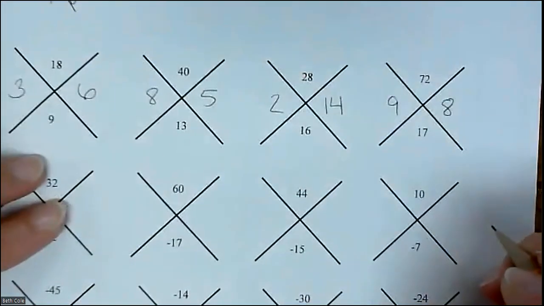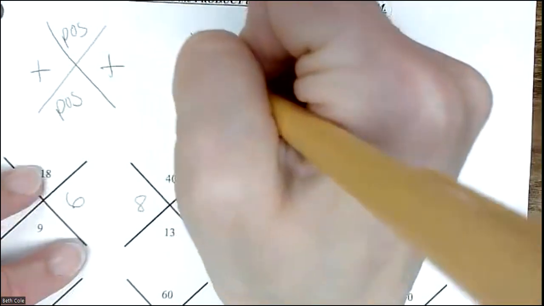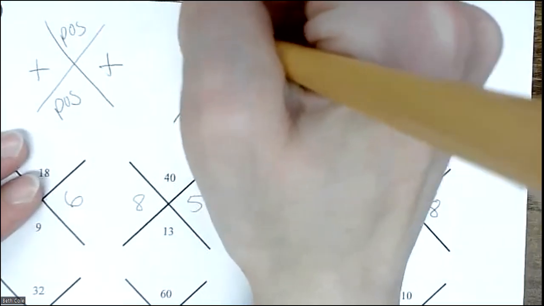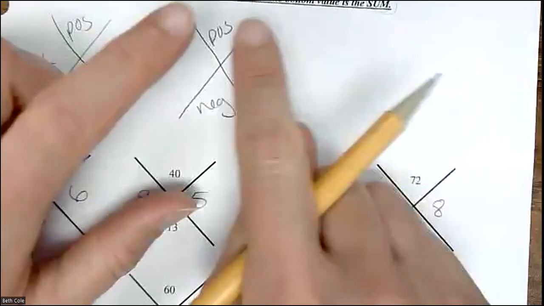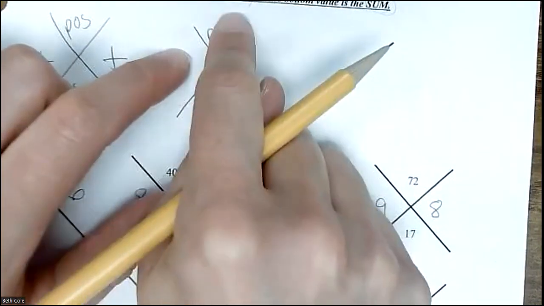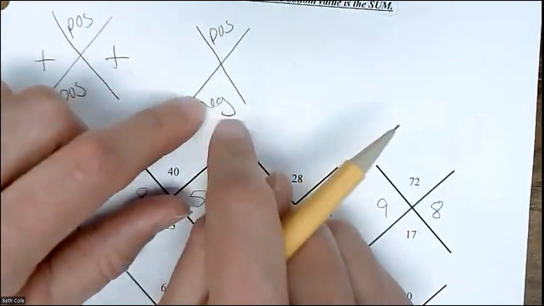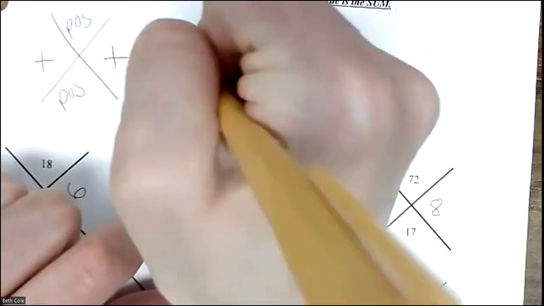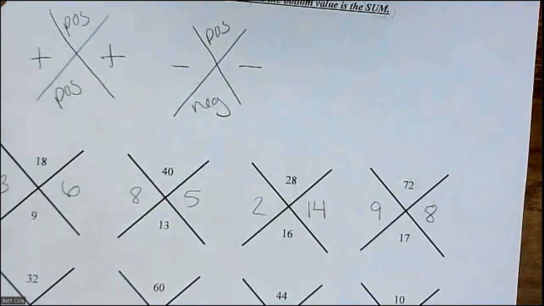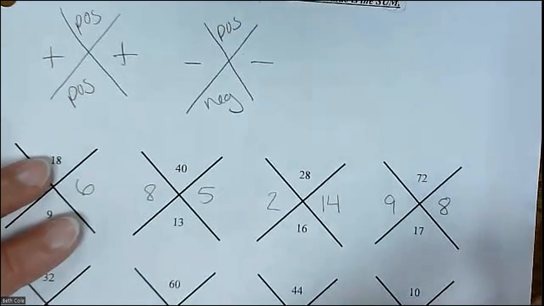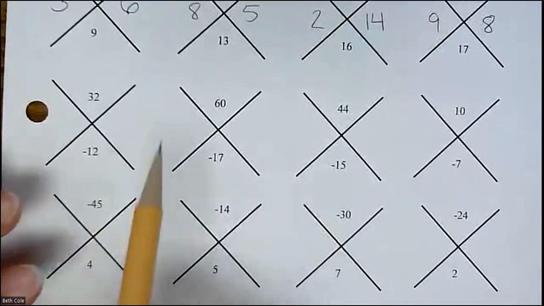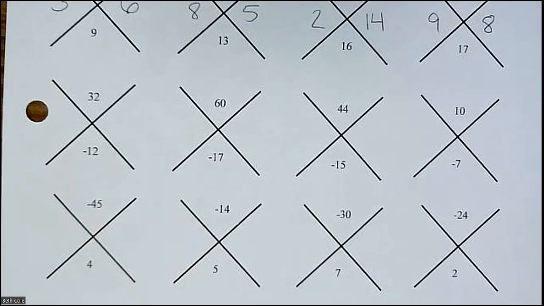Now it's easy when they're all positive. Okay, let's do this. If the top number is positive and the bottom number is negative, you want two numbers that multiply to give you a positive, but add together to give you a negative. That means they would both be negative, because a negative times a negative is positive. Positive plus negative. Okay, good job. All right, so let's try these ones. You need two numbers that multiply to be 32, but add to be negative 12. So they'll both be negative.